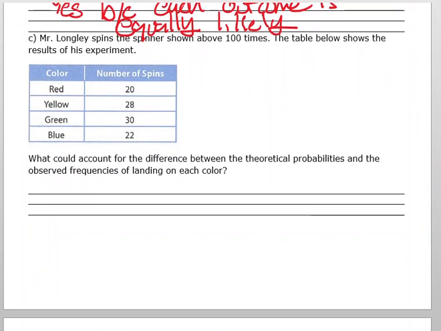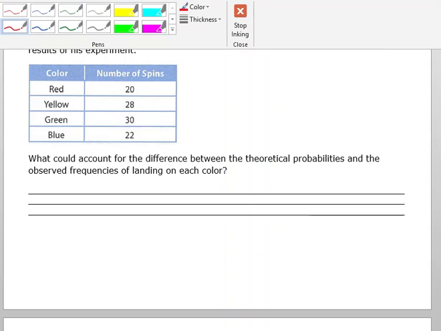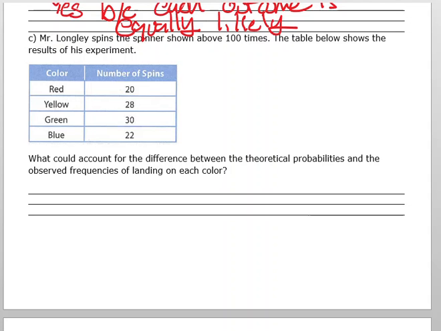So let's take a look. Mr. Longley does spin the spinner 100 times, and the table below shows where he landed. So this is his experiment. Sometimes you'll hear it called an event. So each time he spun the spinner, that would be one event. So I'm looking here. He landed on red 20 times, yellow 28 times, green 30 times, and blue 22 times.